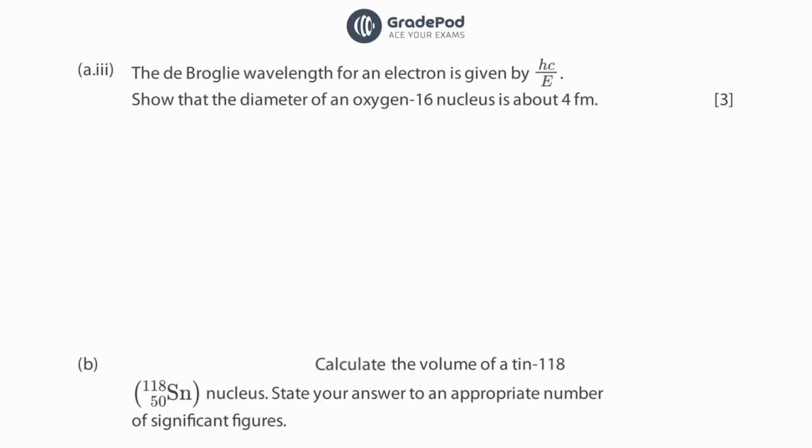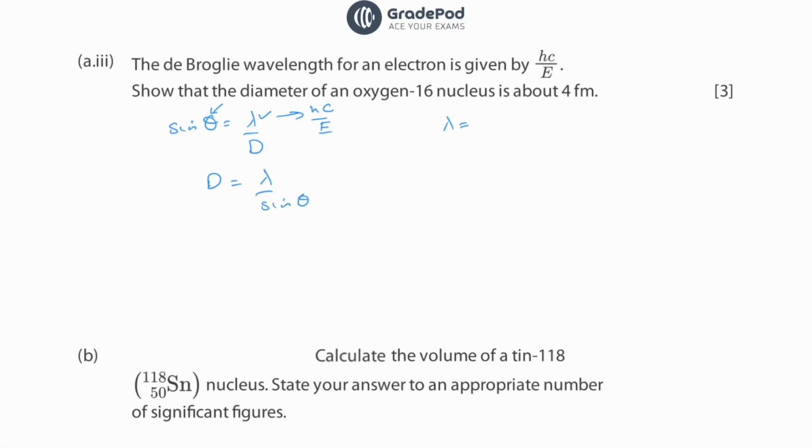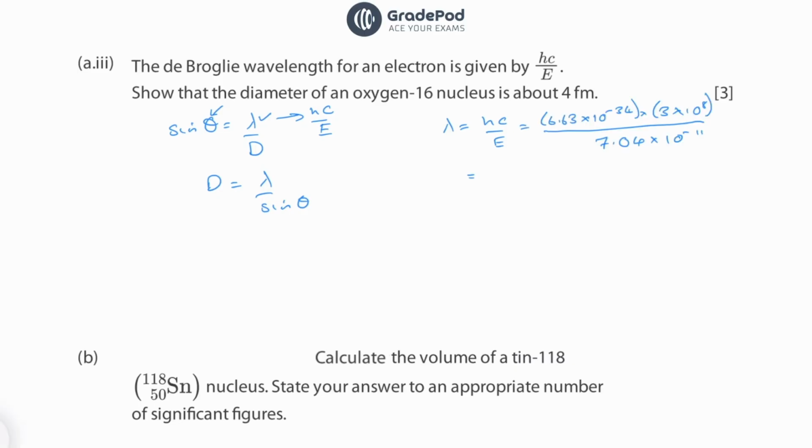Part 3. The de Broglie wavelength for an electron is given by hc over E. Show that the diameter of an oxygen-16 nucleus is about 4 femtometers. We're going to use this equation, and we're going to work this out using hc over E. We can find that out with the graph. So I'm going to rearrange it to go d is equal to lambda over sine theta. Lambda is equal to hc over E. I'm going to pop in all the details here, and we get a value for the wavelength of the electron as 2.825 times 10 to the minus 15 meters. We'll leave that at the moment.